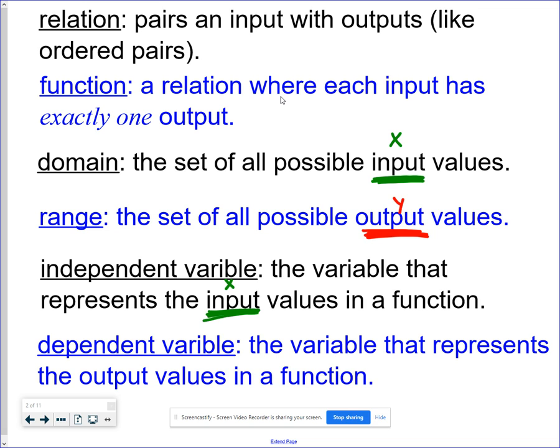The dependent variable, that's again the outputs. That's the y's. Okay, so when we talk about the domain or the independent variables, same thing, those are the x's. The range, the dependent variable, those are the y's, okay?